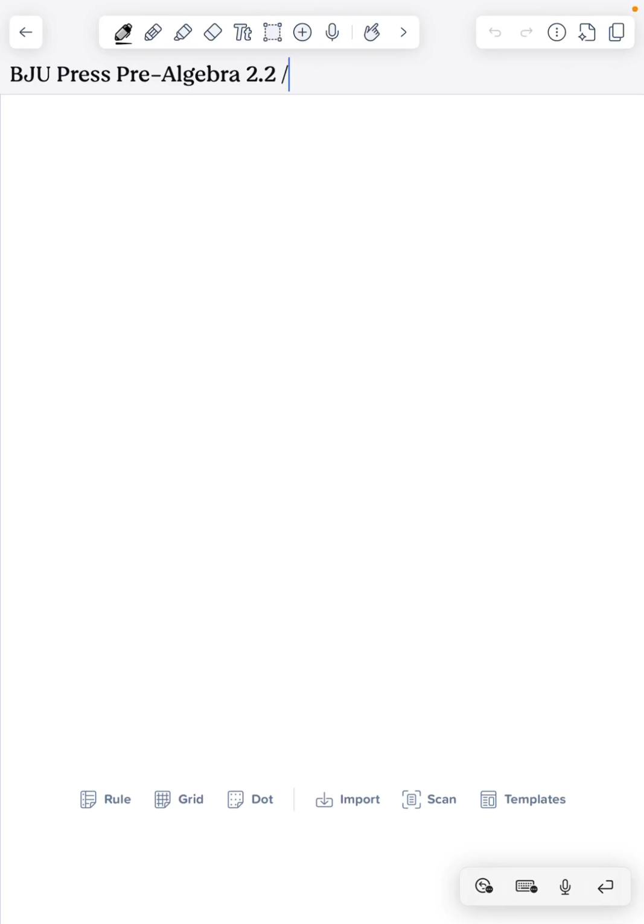All right, hi guys. Today we're going to be doing homework for section 2.2 in BJU Press. We're starting on page 73, and this is about the distributive property. So first off, numbers 1 through 11.